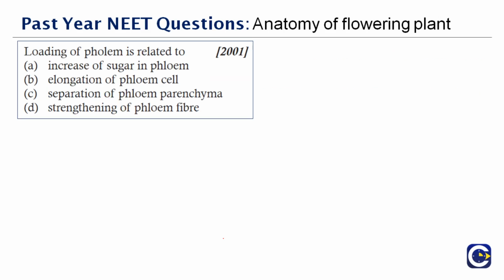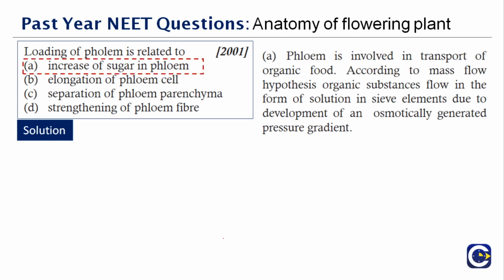Next question here. Loading of phloem is related to dash. This is again a very easy question for you, because we already discussed it in the earlier part, which we did in part 1. We spoke about two things there. When we talk about phloem, you have to load in sugar and amino acids, right? So what do you think will be the answer now? Yes, the right answer is option A, increase of the sugar in phloem. Phloem is involved in the transport of organic food. According to the mass flow hypothesis, organic substances flow in the form of solution in sieve elements. So that is what we saw. The sugar and the amino acids will be loaded in the sieve elements, and they are very selective in nature. Therefore the correct answer to this question is option A.